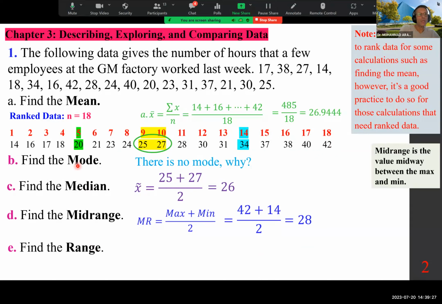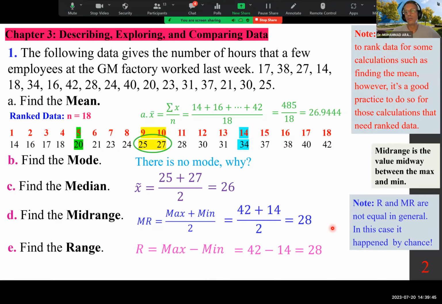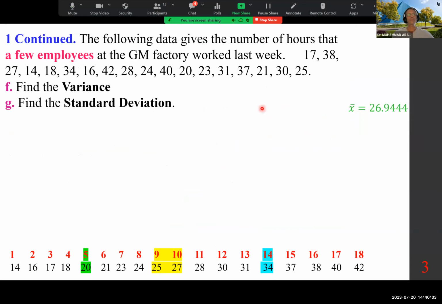Same thing for the range. We have to have it sorted, ranked. And by definition it is the maximum minus the minimum. 42 minus 14 is 28. It just so happened those two numbers are the same, which is not the case in general. So note R, the range, and M R, the mid-range, are not equal in general. In this case, it happened by chance.